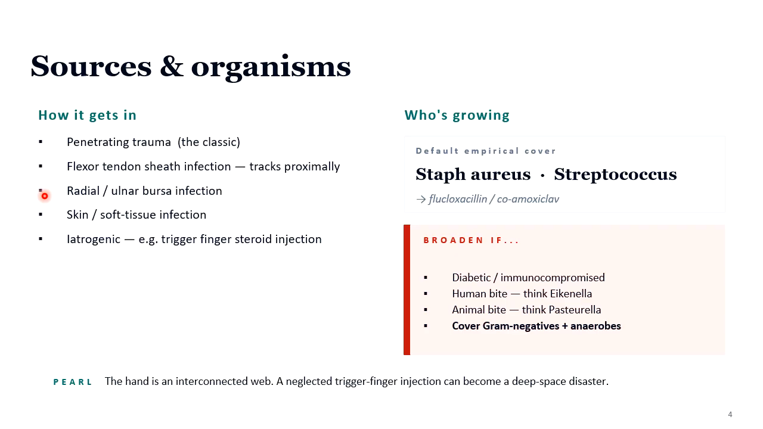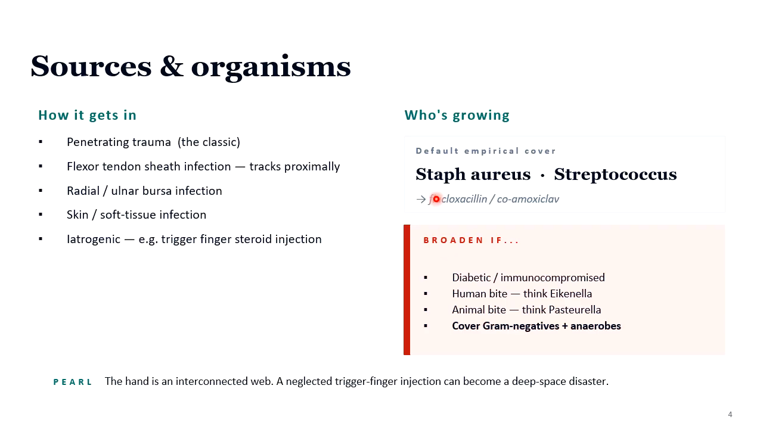Infections of the bursae, the radial and ulnar bursae, again lie just superficial, or volar, to these spaces, and infections can move down. Other sources are skin and soft tissue infections in the palm of the hand, and iatrogenic sources such as an injection for a condition such as trigger finger.